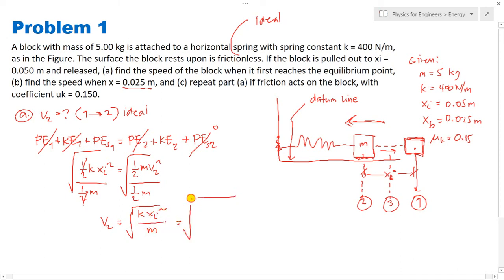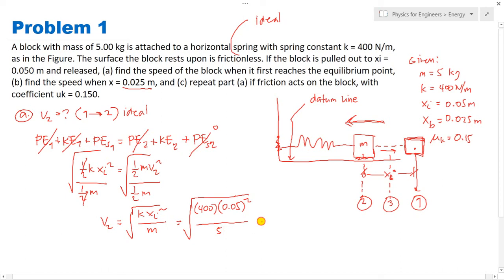Then plug in the values. K is 400 Newton per meter. Be consistent with your dimensions or your units. X sub I is 0.05, so that is 0.05. Take note, squared na siya. Divide by the mass of the block, that is 5 kilograms.